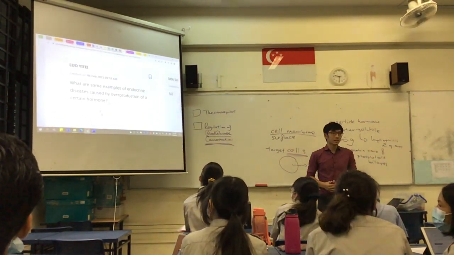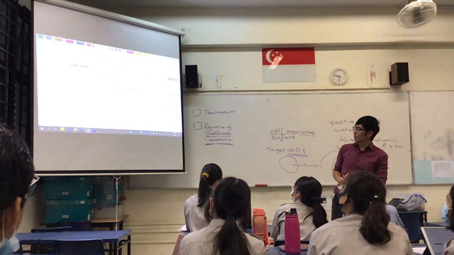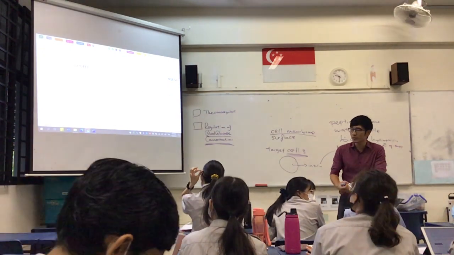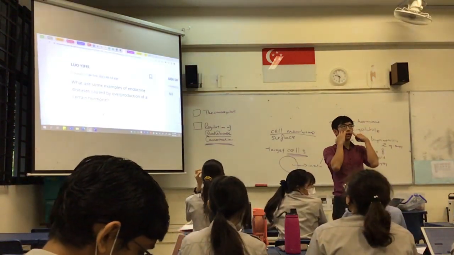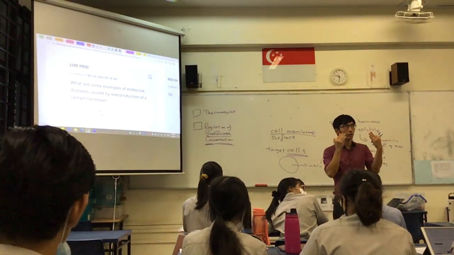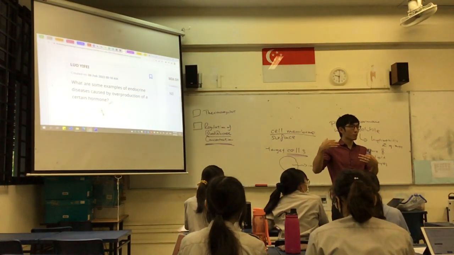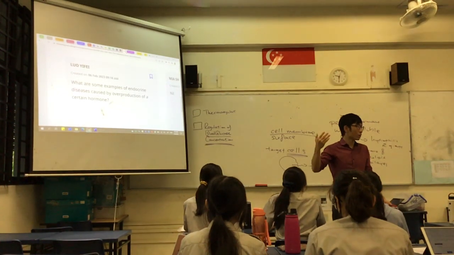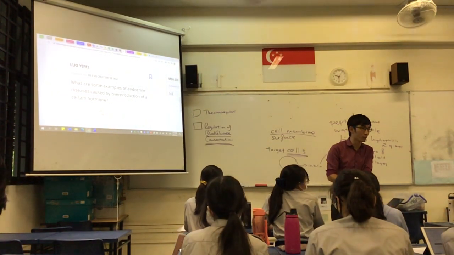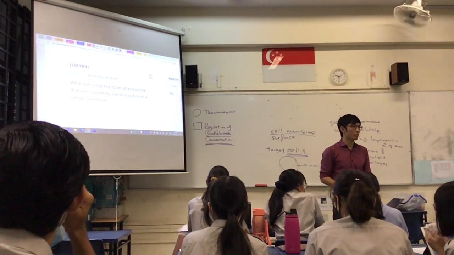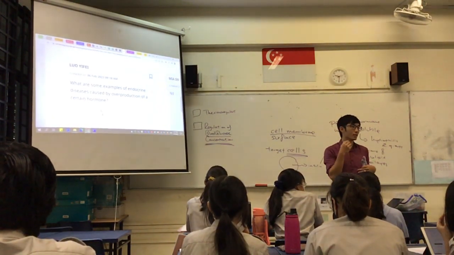Ife asks, what are some examples of endocrine diseases caused by overproduction of a certain hormone? At least to what I'm aware of, you may have seen some cases where some human beings are extremely tall. That could be a result of too much growth hormone being produced. So that's one example. I think that's quite visible. Too much growth hormone produced by the thyroid, then they grow very fast.